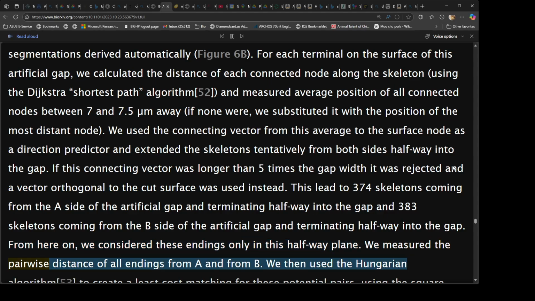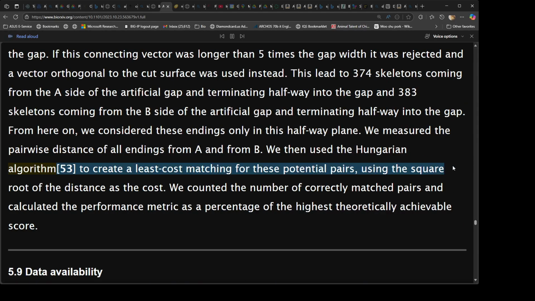We measured the pairwise distance of all endings from A and from B. We then used the Hungarian algorithm 53 to create a least cost matching for these potential pairs, using the square root of the distance as the cost. We counted the number of correctly matched pairs and calculated the performance metric as a percentage of the highest theoretically achievable score.